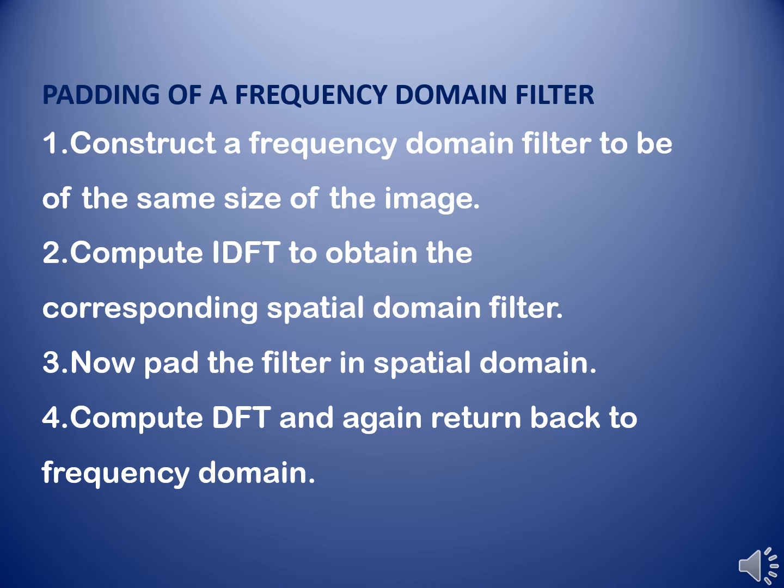Now let's see how padding is done in frequency domain filtering. Firstly, construct a frequency domain filter of the same size as the image. After that, compute the inverse discrete Fourier transform of the frequency domain filter to get a spatial domain filter. Now pad the spatial domain filter and then convert it back into the frequency domain by computing the discrete Fourier transform.